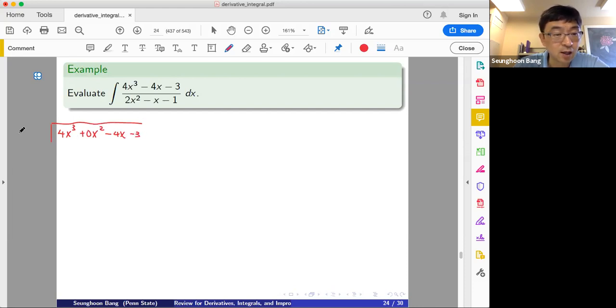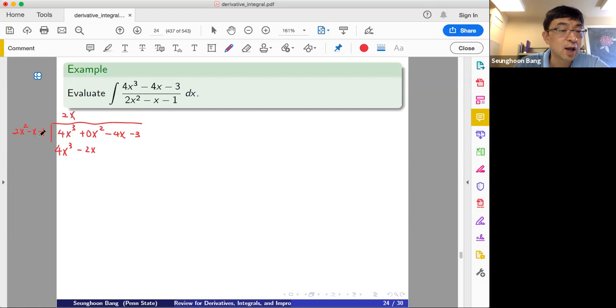Numerator divided by denominator 2x squared minus x minus 1. How can you eliminate the 4x cubed? We need 2x. The 2x times 2x squared is 4x cubed. 2x times minus x is negative 2x squared.